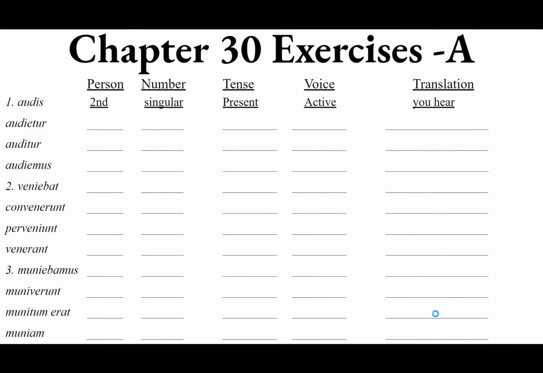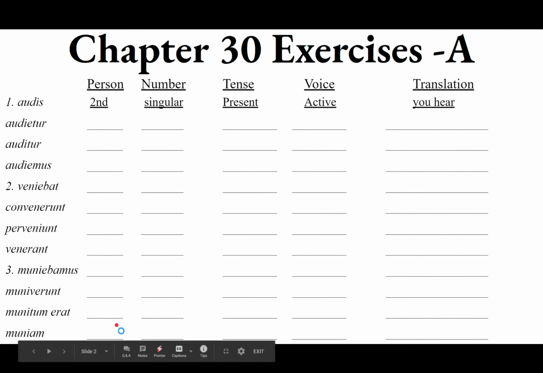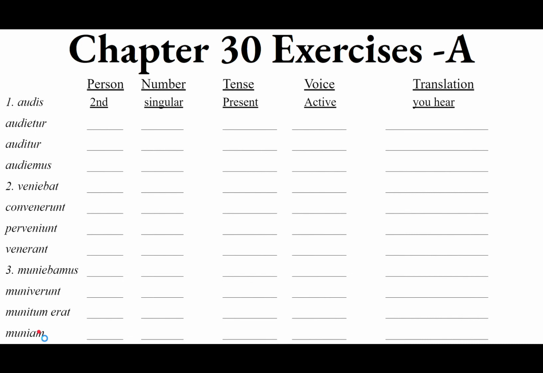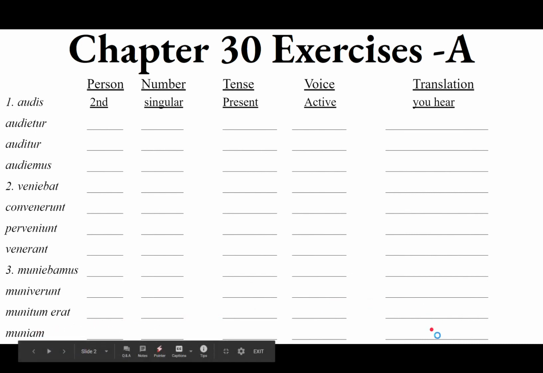Muniam. Muniam is first person, singular. It's future and it's active voice. Present stem muni, add the am, es, et, emus, etis, ent. So muniam, I will fortify. I shall build.